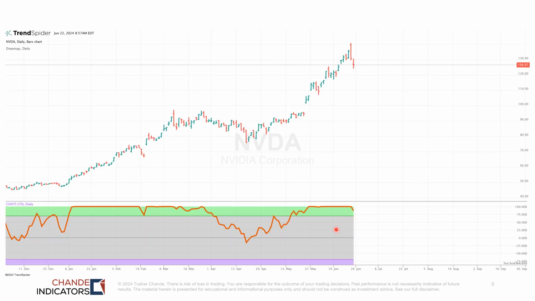The lower panel has the Chande absolute trend strength indicator. A value near 100 means a very strong trend. Observe that it was near 100 during this leg up, and again near 100 at this leg up. So this is a useful tool for you when you scan for trading opportunities.